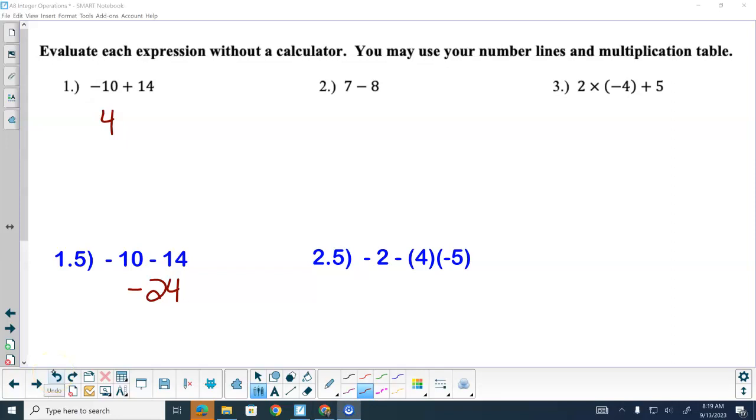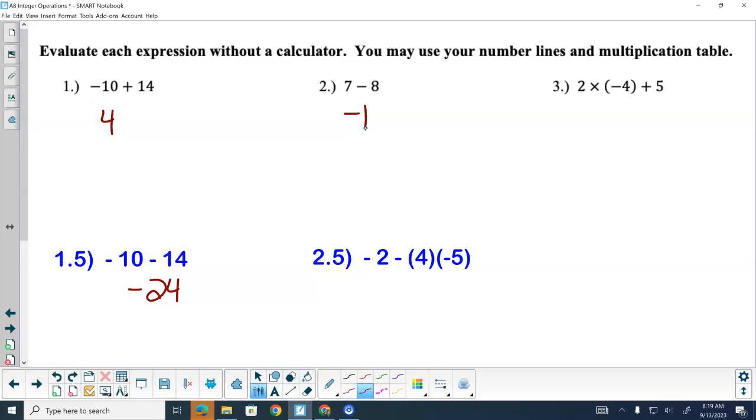Seven minus 8 for number 2. Negative 1. Okay, because we start at 7, we go down 8. That puts us at negative 1. Okay. You want to do 2.5 first, or you want to do 3 first? 3 first? Okay. All right.